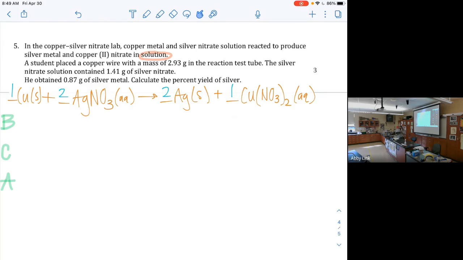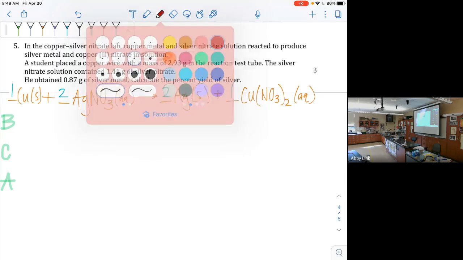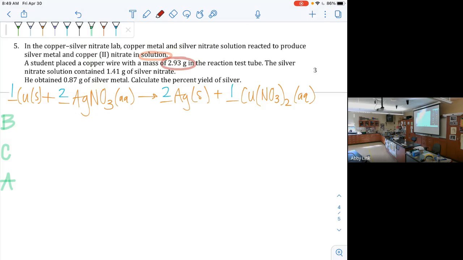All right, now let's look at what they give us. They give us a mass of copper, 2.93 grams. They give us the silver nitrate solution, 1.41 grams of silver nitrate. Now, I already spoiled the surprise and told you it was a limiting reactant problem. But if I hadn't, you could recognize this as a limiting reactant problem because you're given amounts of 2 reactants. If you're only given the amount of 1 reactant, you can't do a limiting reactant problem.